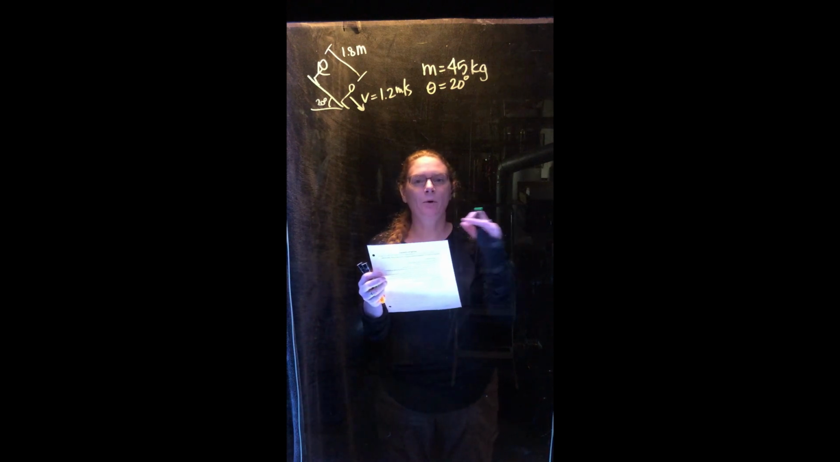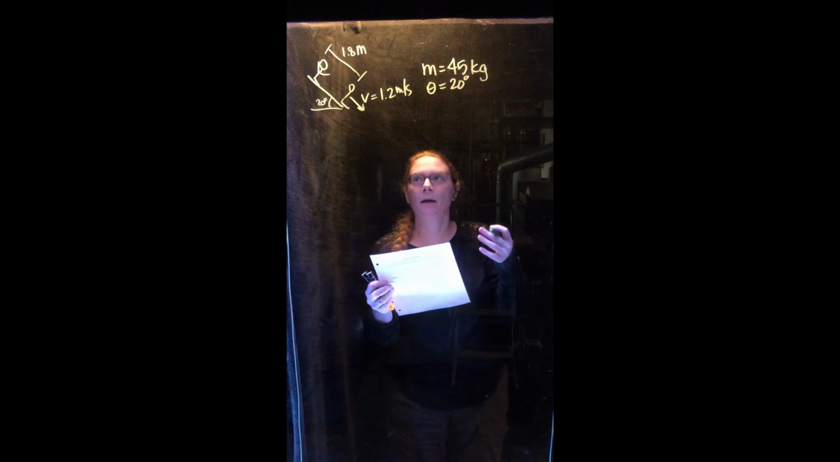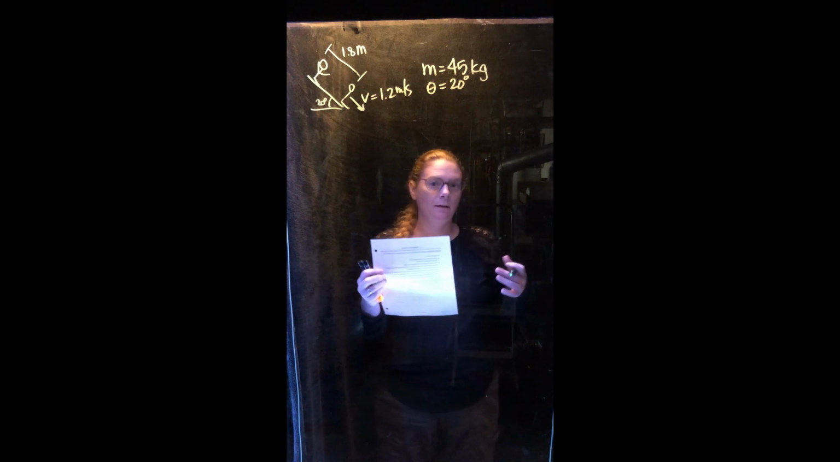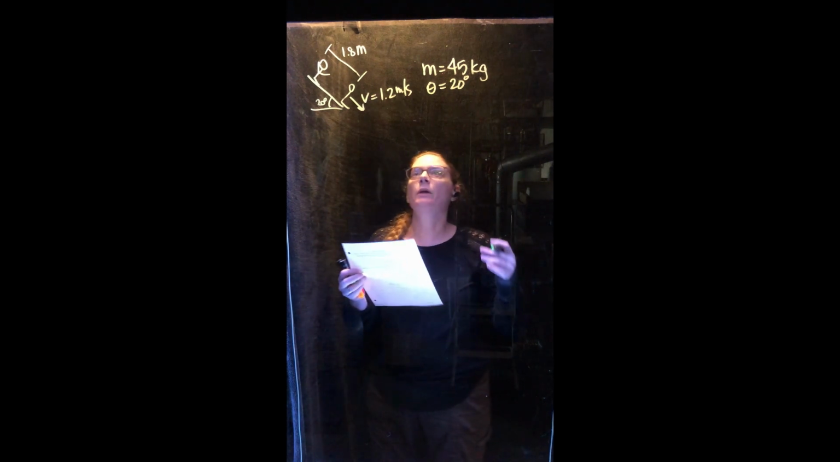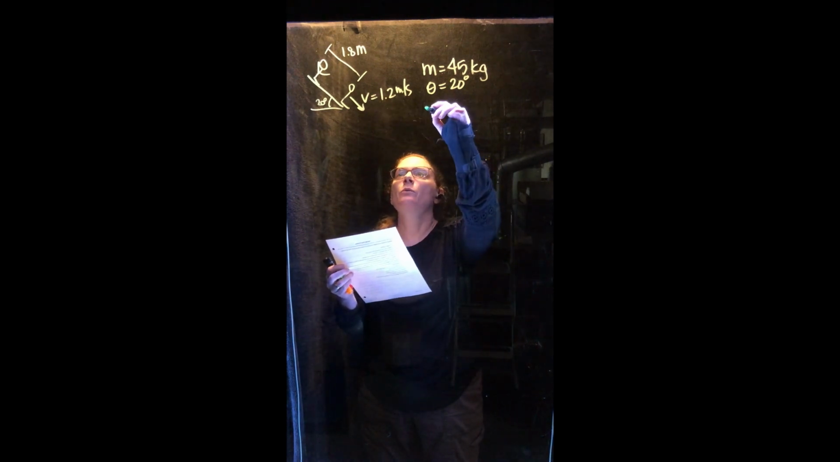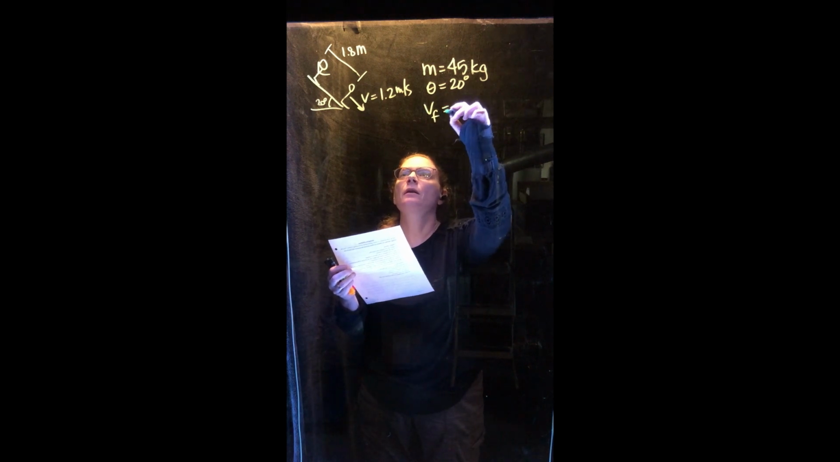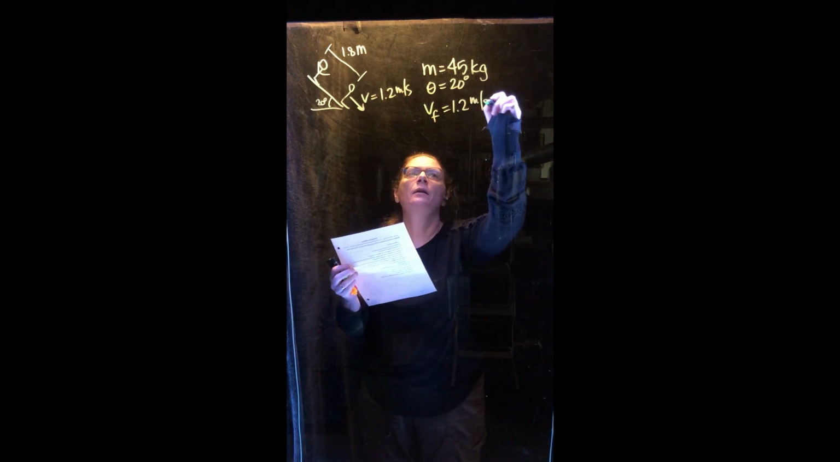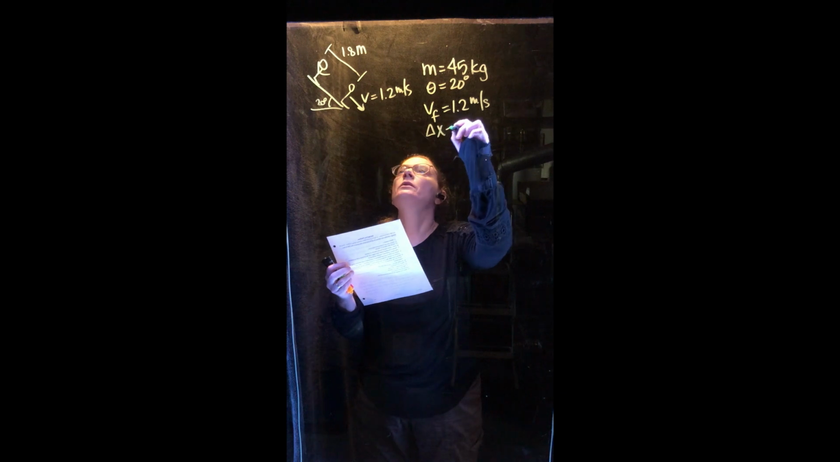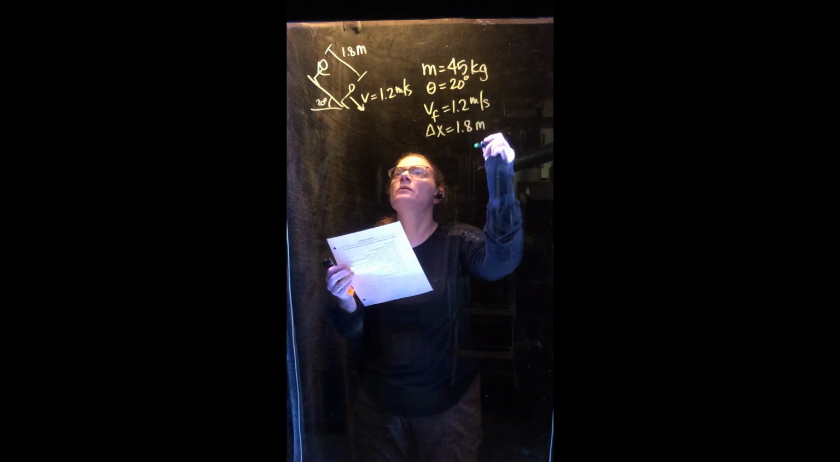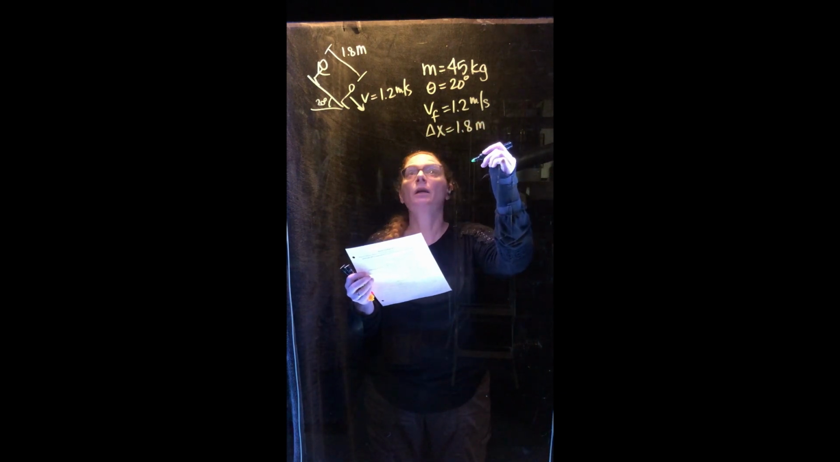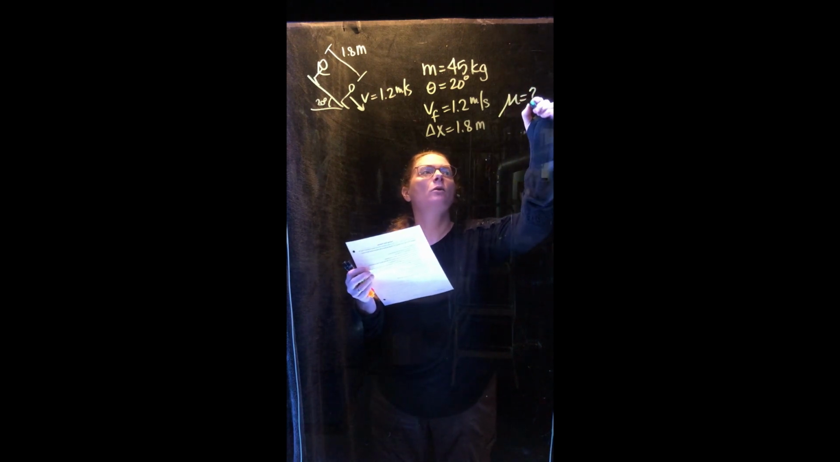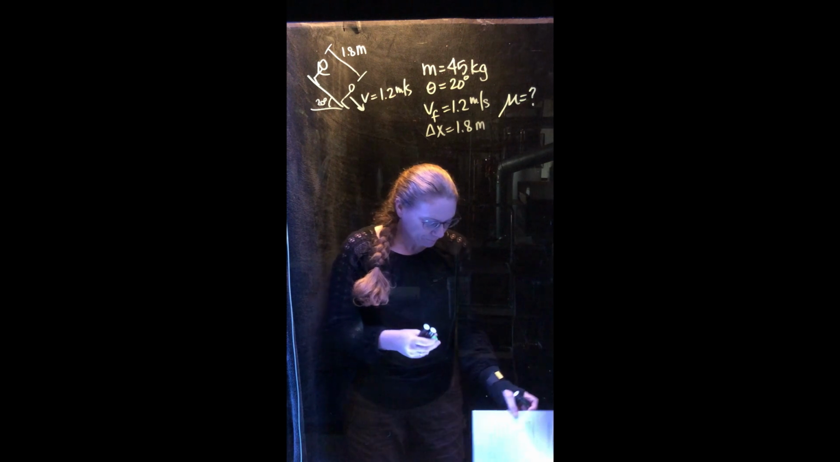So I'm just reading through the problem and saying, okay, what are the numbers, and is there other information like constant speed or accelerating that we care about? So we know the final velocity is 1.2 meters per second. We know the distance traveled was 1.8 meters. I think that's it. Mass, and so on. And we want to know what is the coefficient of friction.